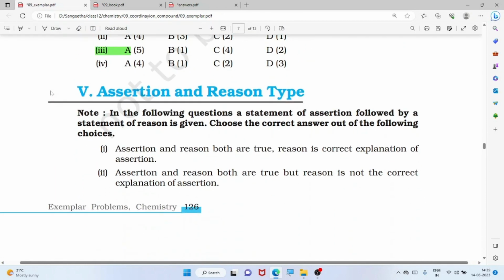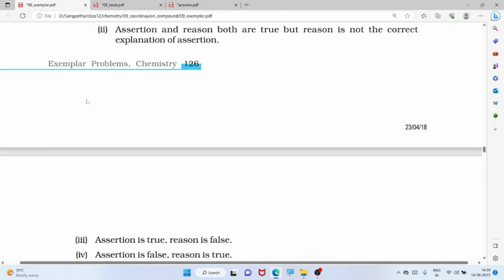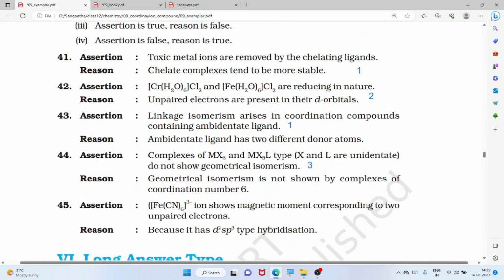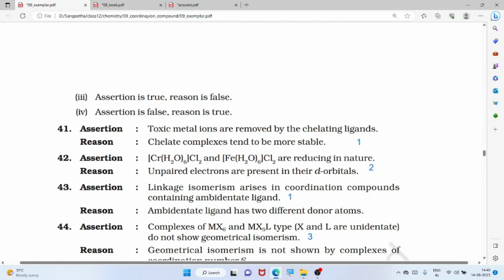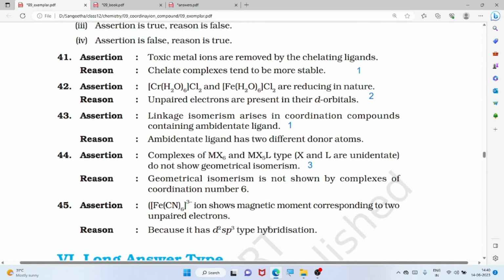Okay, assertion and reason. So these are the options. The first option means assertion and reason both are true, and the reason is the correct explanation. Now, toxic metal ions are removed by selecting ligands. Okay, selecting ligands makes the complexes more stable. See, both the assertion and the reason are true, and this is the correct explanation.